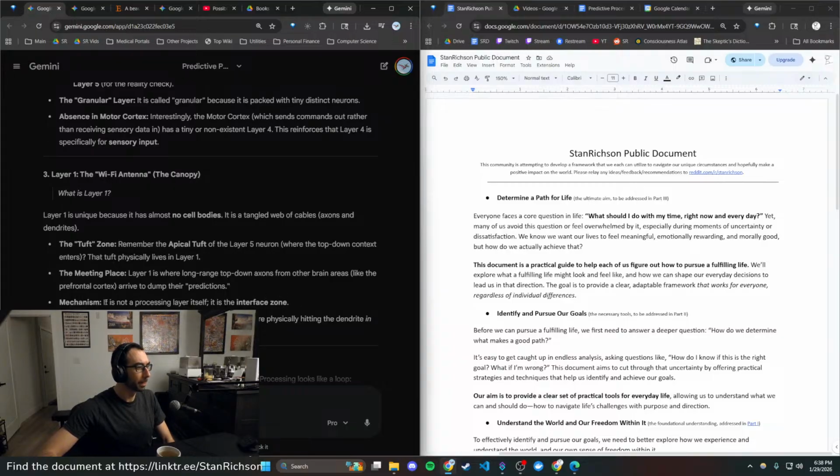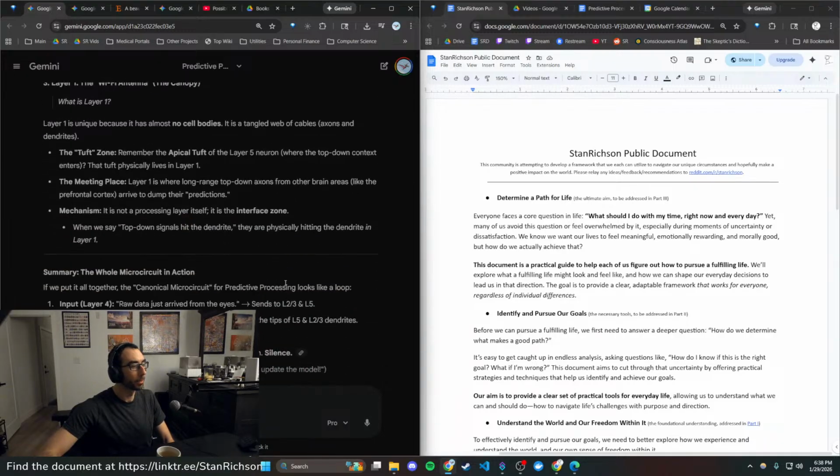Okay. It is not a processing layer itself. It is the interface zone. When we say top-down signals hit the dendrite, they're physically hitting the dendrite in layer 1. Wow.